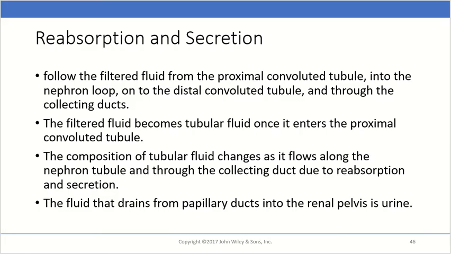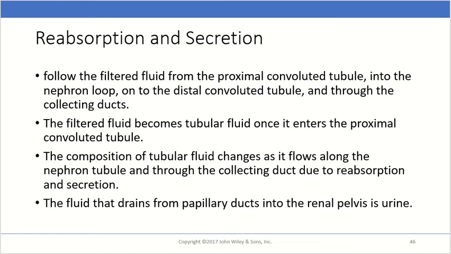We're then moving forward to the reabsorption and secretion. So following that filtered fluid from the proximal convoluted tubule into the nephron loop and then on into the distal convoluted tubule and then through the collecting ducts, the filtered fluid is going to become tubular fluid once it enters that proximal convoluted tubule.